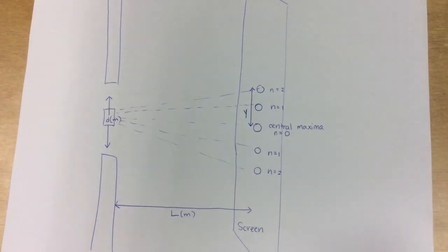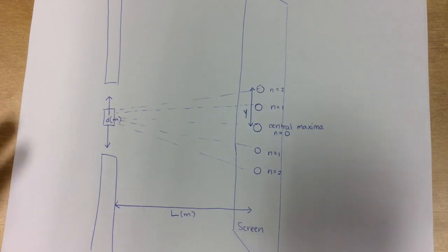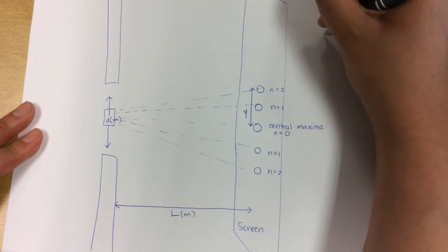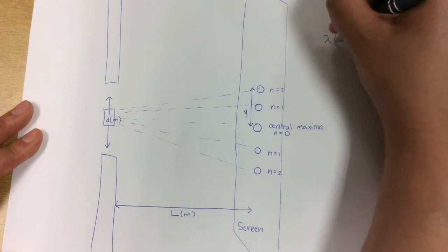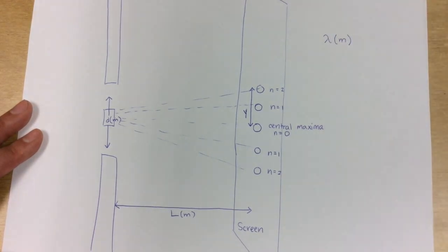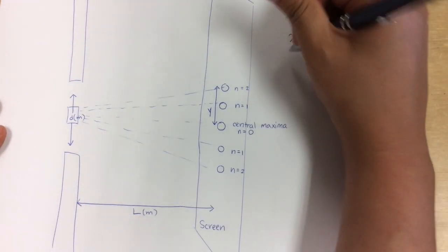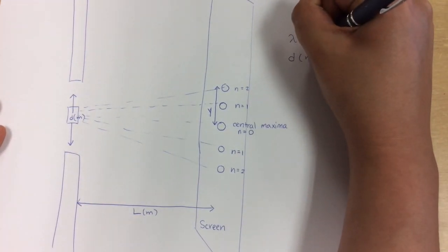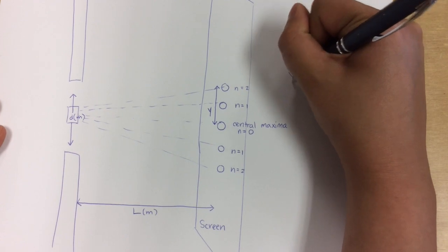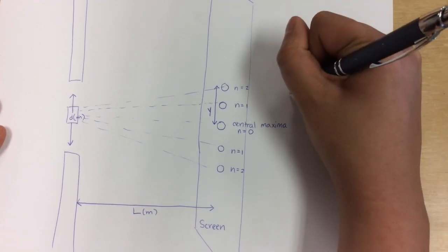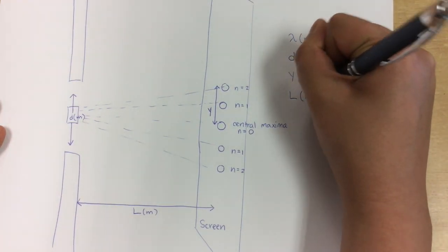So notice we've got meters, meters, meters. One more set of meters, wavelength of light. Since this is not drawn into the picture, I'm going to put it as a little side note out here. We have the wavelength of light also measured in meters. So to tell them apart, let's do it like this. We've got wavelength, slit spacing, bright spot spacing, and distance of the source to the screen.